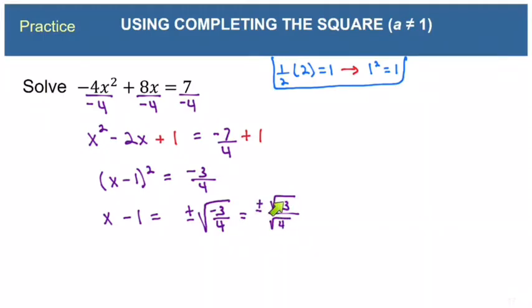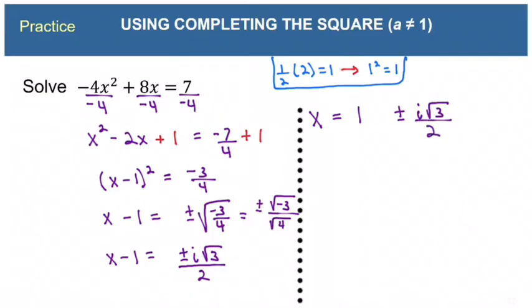So notice in the top we have square root of -3, so the square root of the negative will be i. So we'll get x minus 1 equals plus or minus i square root of 3, and that's going to be over the square root of 4, which is 2. And the last thing to do is just bring this -1 over to the right side where it will be positive. So we'll have x equals 1 plus or minus i square root of 3 over 2.